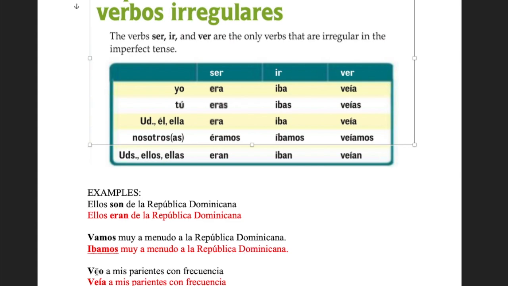Last example, veo a mis parientes con frecuencia. Veo, so I see my relatives frequently. So changing veo, what's another form of veo? Ver. And that's saying yo, I see my relatives frequently. It's veía. So veo changes to veía a mis parientes con frecuencia. All right. So that is the basic gist of knowing when to use ser, ir, and ver.